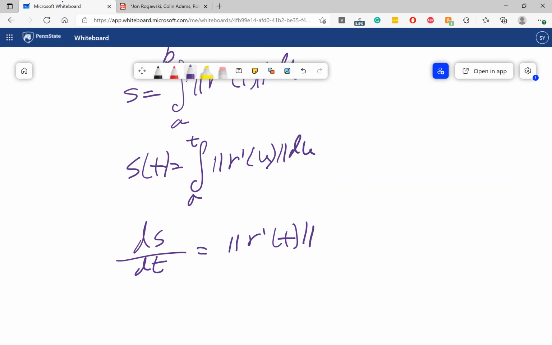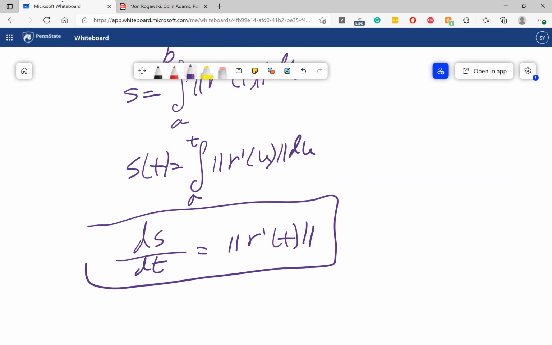So if we remember this formula, that the derivative of s with respect to t, your velocity, is equal to taking the derivative of r and taking its magnitude, then we can recover the arc length by just taking the integral of this thing from a to b. Any questions about this?